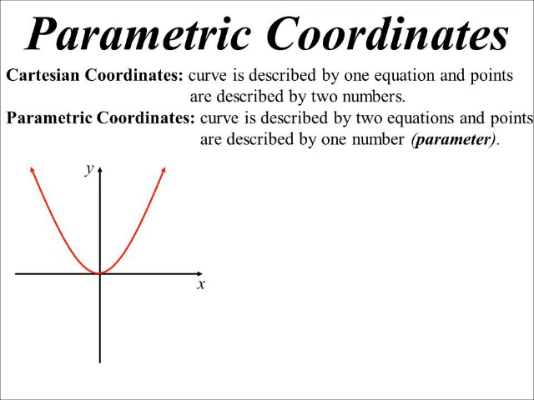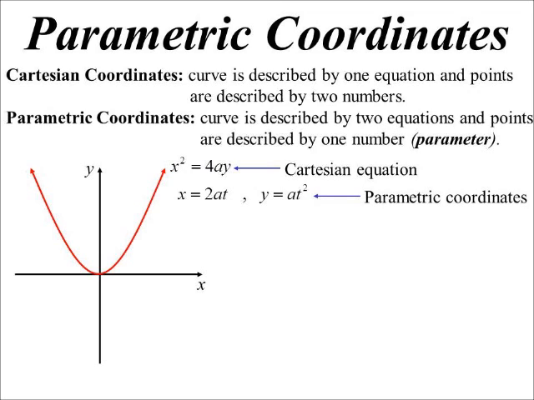So here's our basic curve of our parabola that we've been working with. And as we saw, there was a standard equation for it. We can write it as x squared equals 4ay. That's the Cartesian equation that we're used to seeing. The parametric form, the two standard equations we use, are x equals 2at, y equals at squared. So they'll be our parametric coordinates.